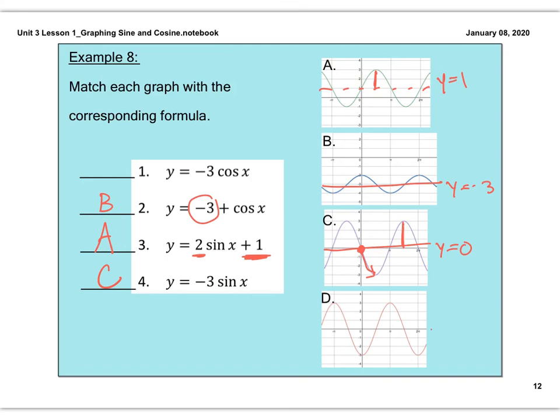For number 1, again, midline is at y equals 0, the amplitude is 3, and it does look like a reflection of a cosine because it starts below the x-axis and goes up, but normally it would start up here and go down, so it has reflected the cosine function. So this is D.